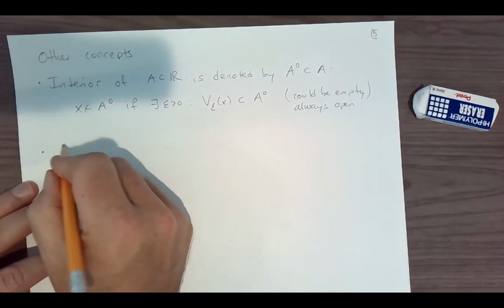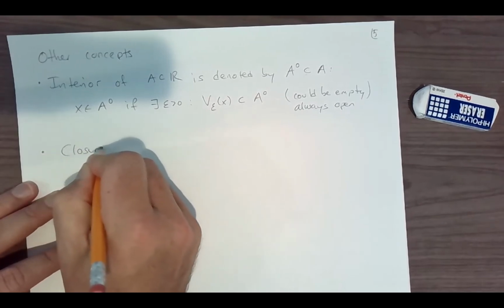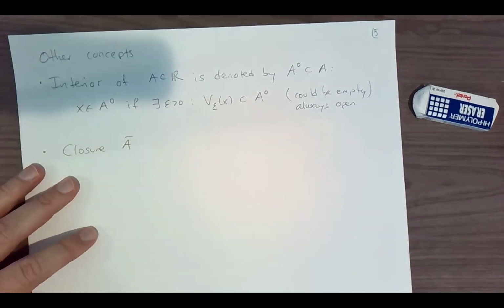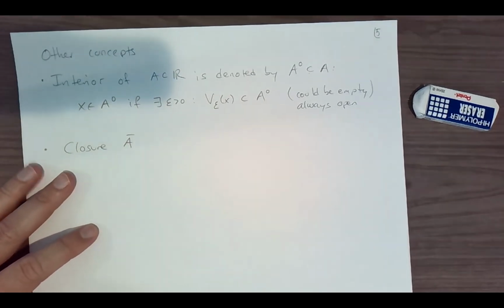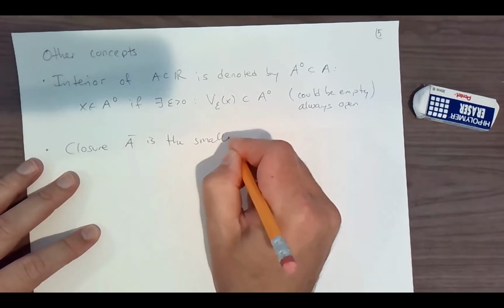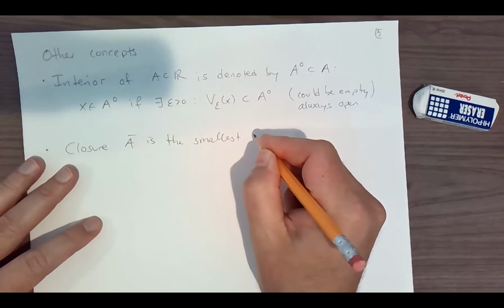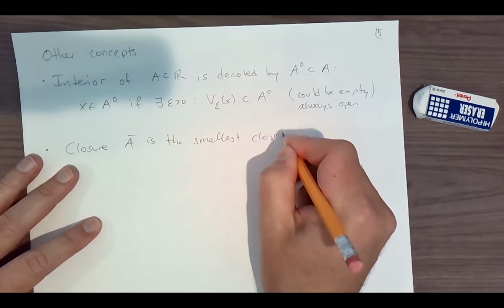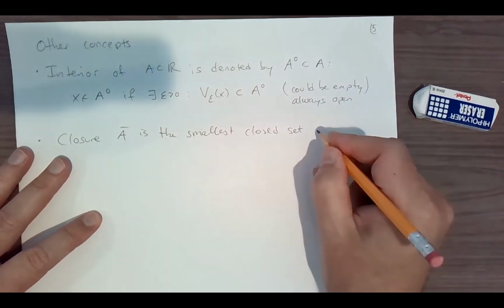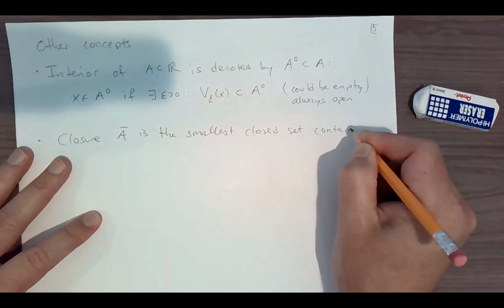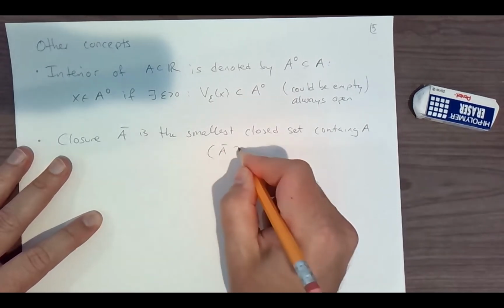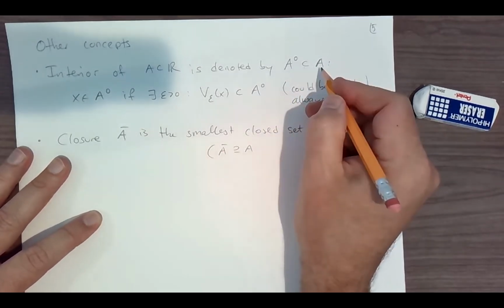We also have the closure. The closure is A bar. This is the smallest closed set containing A. So here, A bar is bigger, right? A bar is bigger. Up here, the interior was inside the other one.